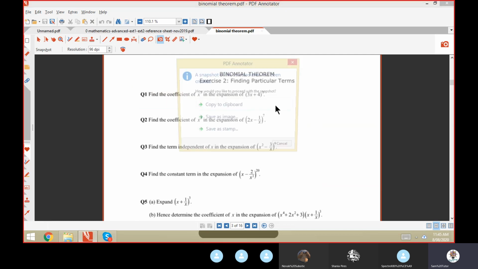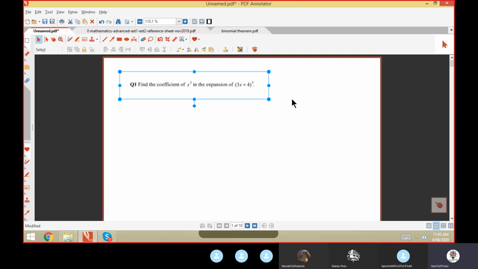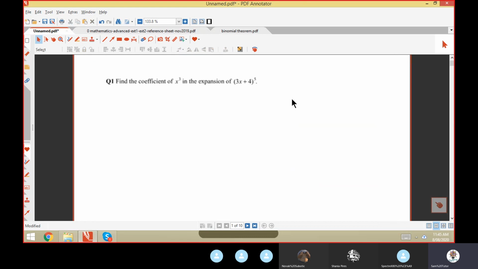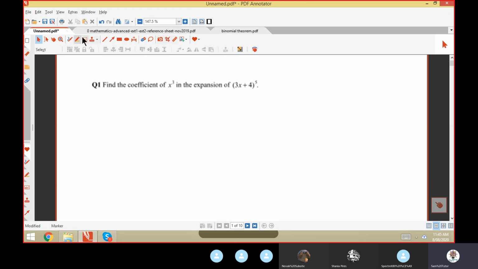Yeah, let's just start with the first one. All right, I want you guys to just try it. Try that one. Find the coefficient of x cubed in the expansion of (3x plus 4) to the power of 5. Try a basic one for a second.